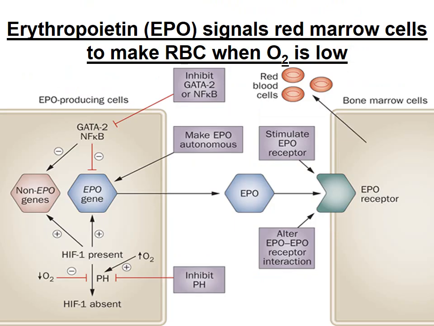So one of the signals for red blood cells, for example, is this thing called erythropoietin, and we sometimes just call it EPO, and it will signal the bone marrow cells to make more red blood cells, for example, when oxygen is low or when we need more red blood cells in general.